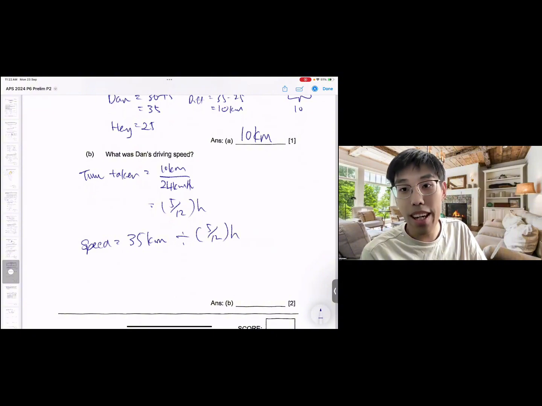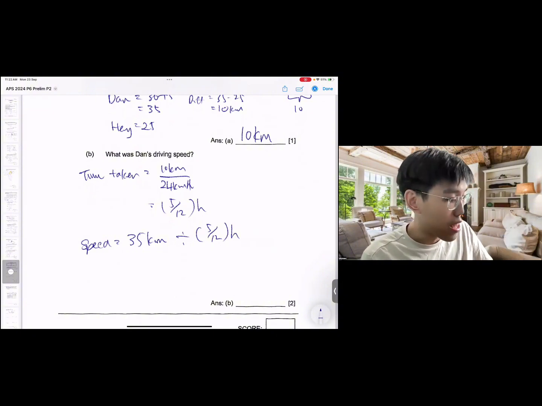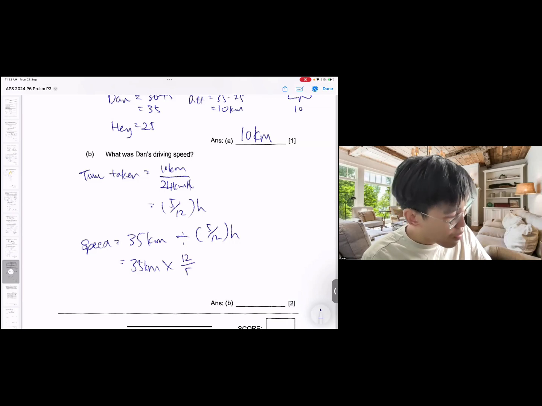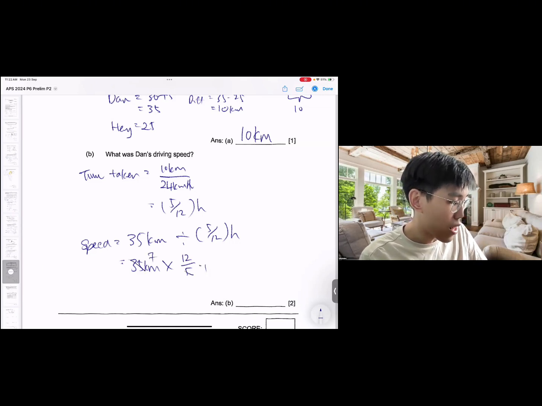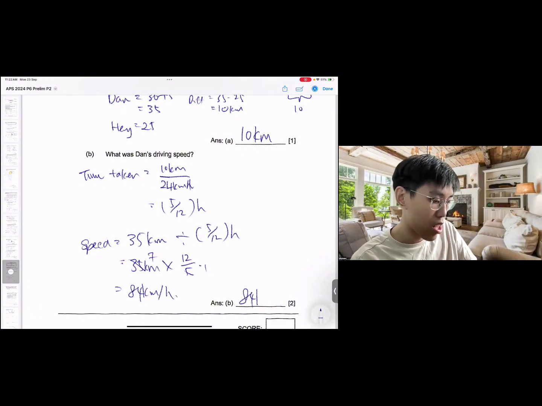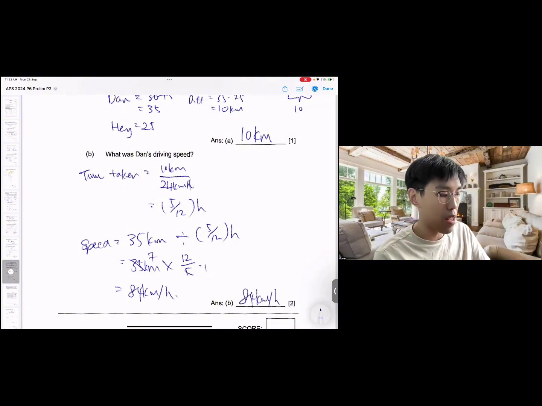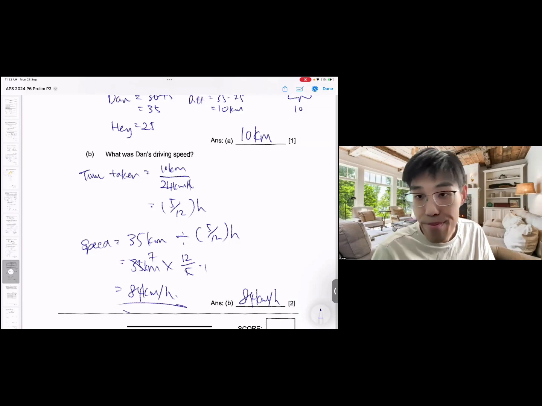The speed will be 35 kilometers divided by 5/12 hour. This is the fastest way for you to directly apply the formula. So you straight away 12/5, then you cancel like that. Then this 7, this 1. So answer 84 kilometers per hour.